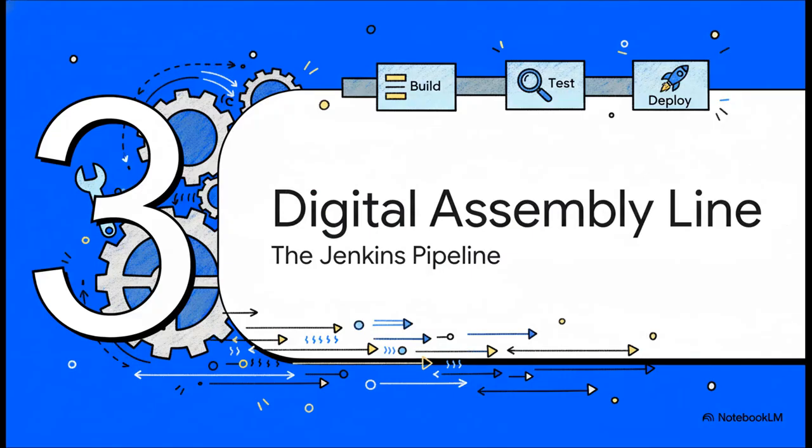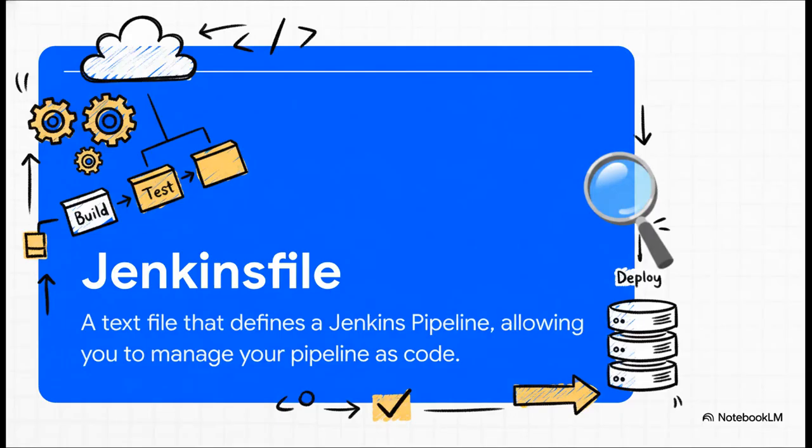Now this is where things get really, really powerful. Let's look at how Jenkins actually builds this digital assembly line for your code. It all revolves around a concept called a pipeline. The instructions for this entire assembly line are written down in a special file called a Jenkinsfile. And this is an absolute game changer because it means you can define your entire build, test, and deploy process as code. And when your pipeline is code, you can do all the same cool stuff you do with your app's code: store it in version control, review changes, and share it with your team.